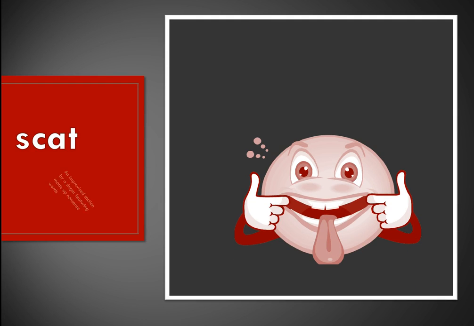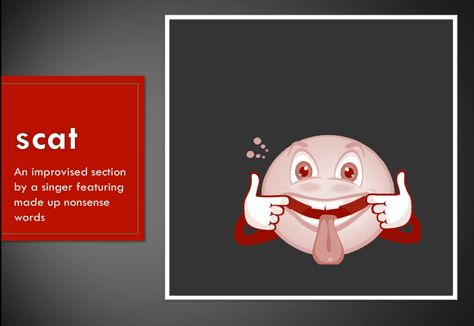Scat singing. Now, scat singing started in jazz music. It's an improvised section by a singer featuring made-up or nonsense words, because jazz music was all based around improvisation. And so the singer, it's really hard to improvise something using actual words, so they'd use nonsense words like bee-bop-a-lula, wop-bop-a-loo-bop, and all those sorts of things. And then it progressed and was used in early rock music, as you just heard, bee-bop-a-lula, you would have heard of that, or wop-bop-a-loo-bop, or wop-bam-boom.